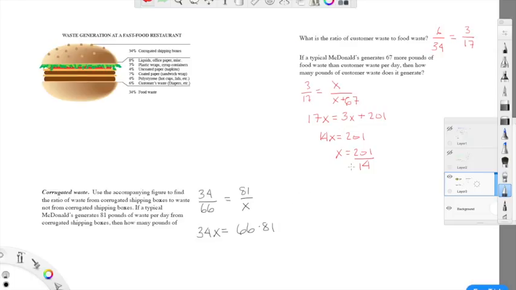So 34, cross multiply and divide, 34 times X is equal to 66 times 81. Take out my calculator here and get the decimal. Got 34X is equal to 5,346 in pounds. And we'll divide by 34 to get X. So 157.24 pounds of waste not from corrugated shipping boxes.